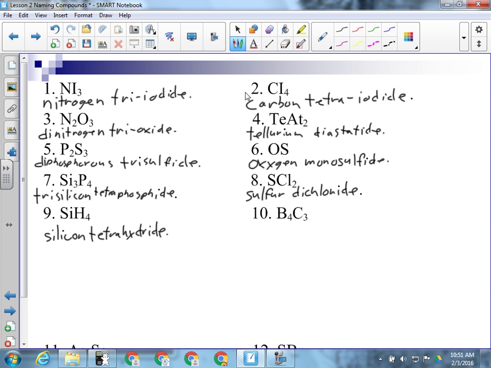Okay, and then lastly, I've got boron with carbon. Okay, so that's going to be tetraboron tricarbide. Okay, questions on any of those? Okay, really the molecular ones are the easiest. As long as you can remember your prefixes, there's not a lot of thinking that goes on for them.